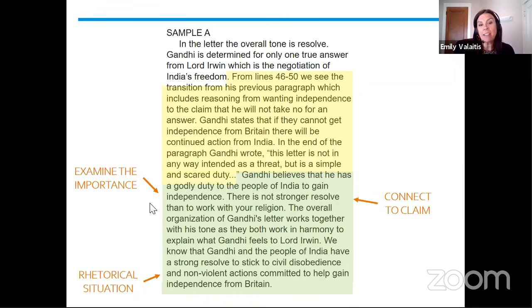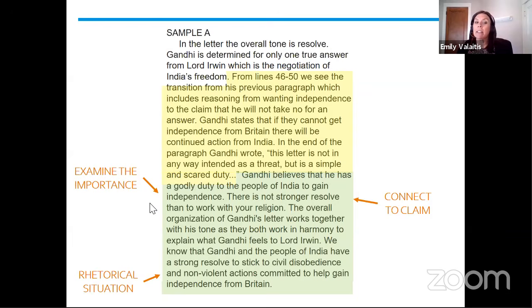And then I love this last sentence. I think that this last sentence does a great job of still somewhat connecting to the claim, but really exploring the rhetorical situation. The student writes, we know that Gandhi and the people of India have a strong resolve to stick to civil disobedience and nonviolent actions committed to help gain independence from Britain. You see reference to the speaker, Gandhi, the people of India, the context, and the exigence of them wanting to stick to civil disobedience and nonviolent actions, which speaks to why he's so compelled to write.